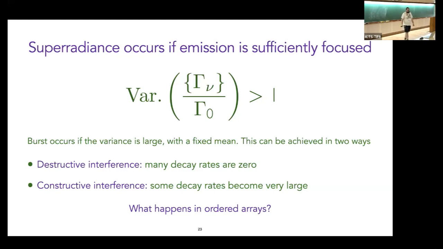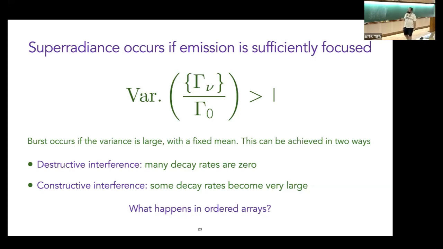Not only is it fast to calculate, but there's also some intuition that you can gain from this expression about why these processes are happening at all. If I look at what I need, I need the variance of a set to be large when I have a fixed mean. To get around that, what I need is for this to have large values in it, right? Because I can't have negative decay rates. So if I want my variance to be large enough, I need there to be some large values to drive up my variance, which means I need my emission to be sufficiently focused into a small number of channels.